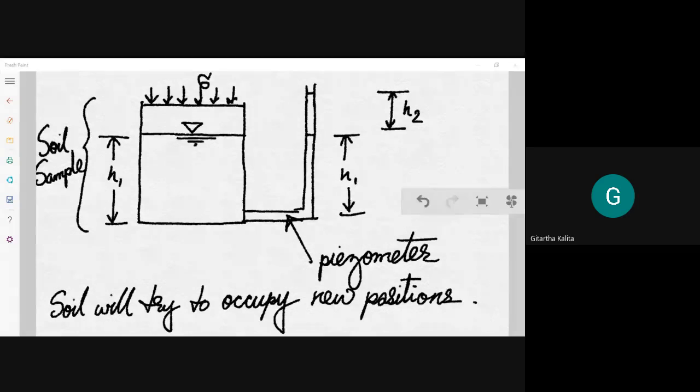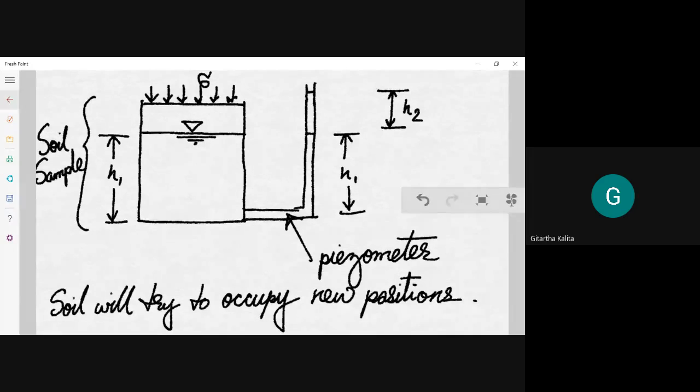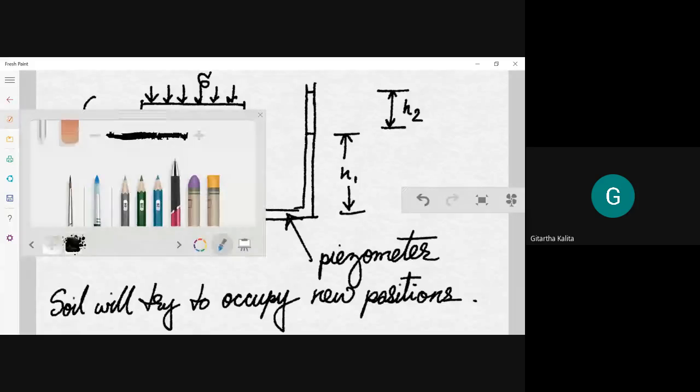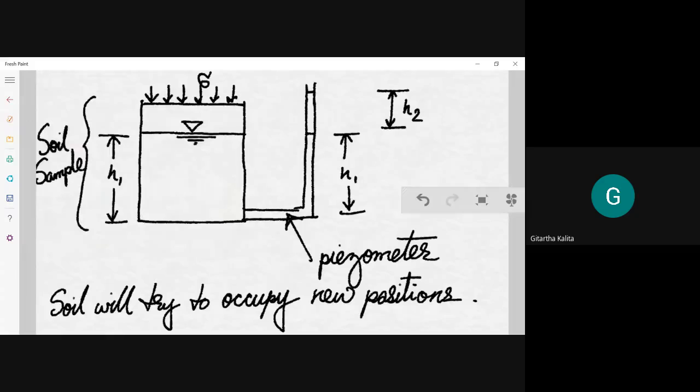So till here, I hope I am clear. Anyone having any doubt, please don't wait. Ask me instantly. So now soil will try to occupy new positions. Obviously, if there is no air, then there is no volume change, because volume change happens initially due to expulsion of air. So if there is no air, no volume change. Soils will try to rearrange themselves. That's all. So that is the first thing.